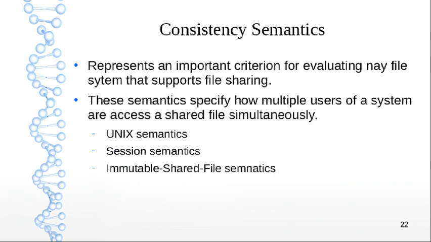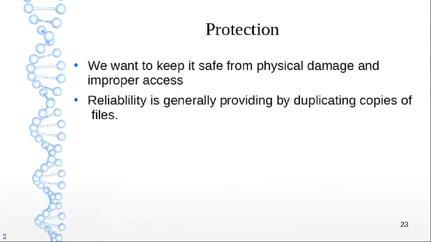Now, what we have is consistency semantics. Consistency is very important not only in databases but also in file systems. It represents an important criterion for evaluating any file system that supports file sharing. These semantics specify how multiple users of the system access shared files simultaneously. We have different types: Unix semantics, session semantics, and immutable shared file semantics.